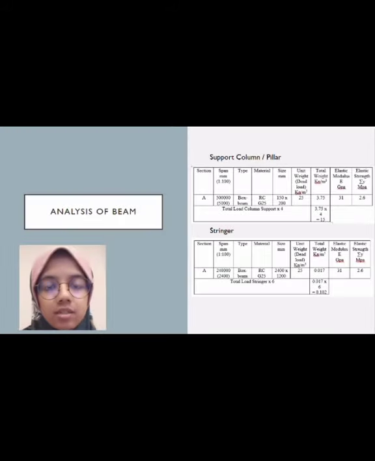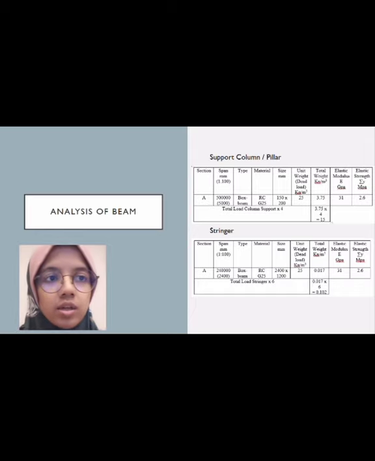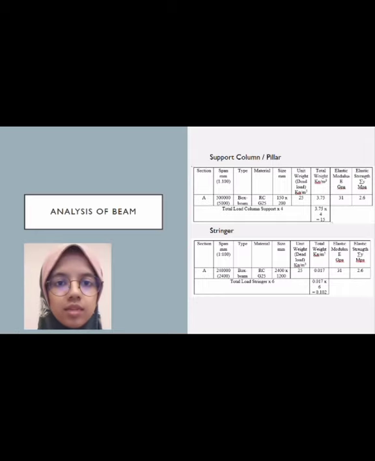Okay, for the analysis of beam, for support column or pillar, the span that we use is 5000 millimeter. The type that we use is box beam, and the material that we use is RCG25. The size that we use is 150 times 200, and the unit weight that we use is 25. The total weight that we calculated is 3.75. The elastic modulus is 31. The elastic strength is 2.6. Total load column support times 4 that we get is 3.75 times 4, and we get 15.